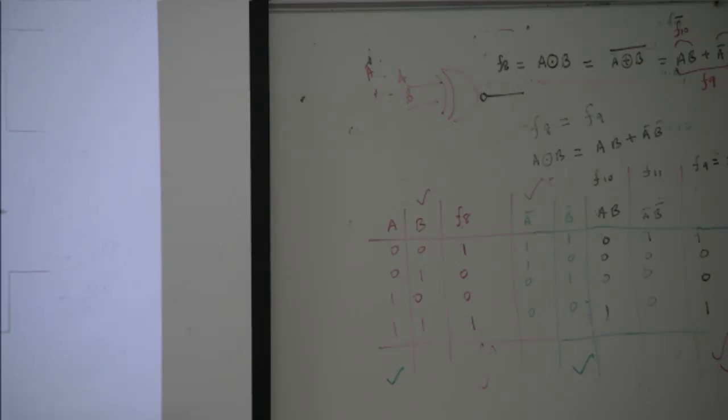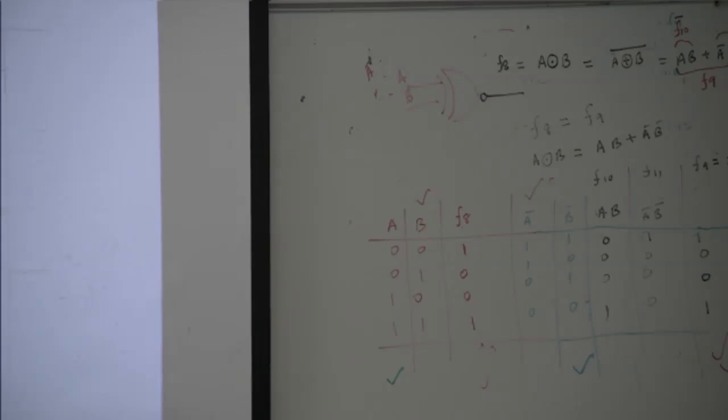So now this is A bar B bar, and we have derived this expression. Same or different? Same, 1. Same or different? Different, 0. So for same, the output is 1, and for different, the output is 0.